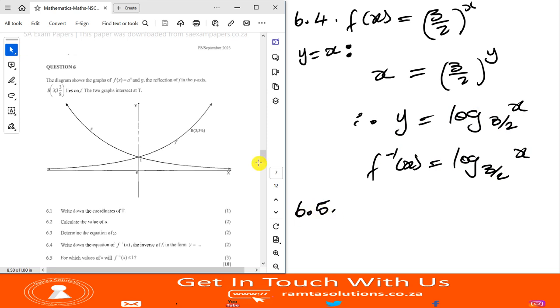6.5 says, for which values of x will f inverse be less than 1? Did you guys get it? For which values of x will f inverse be less than 1? So you need to ask yourself this.